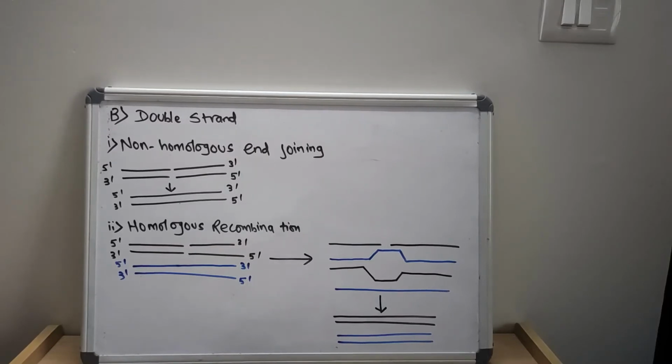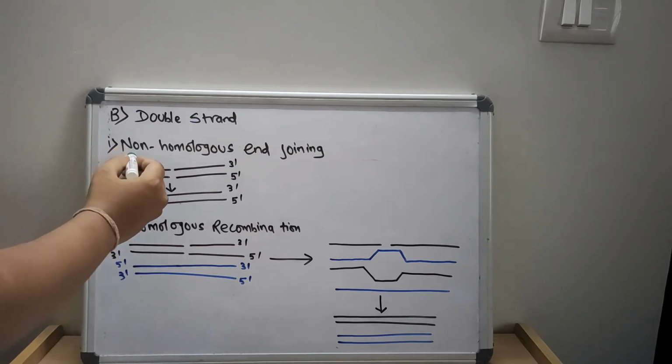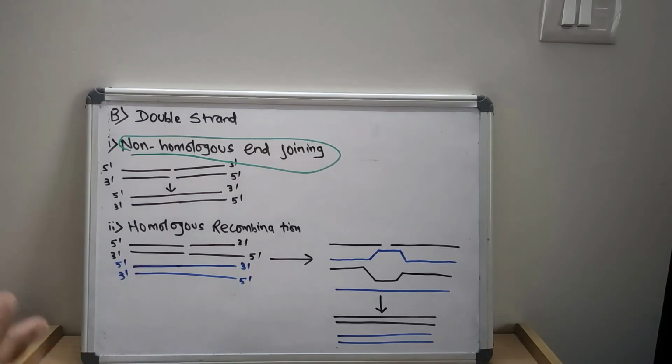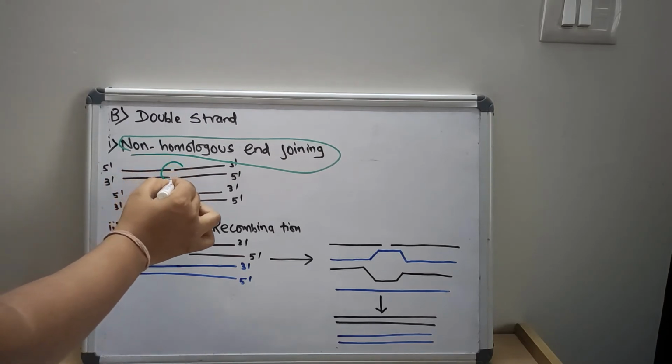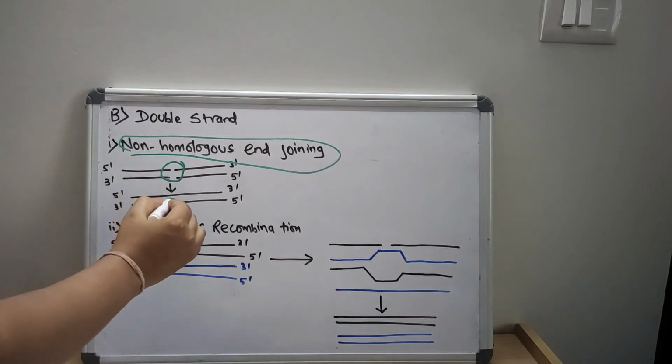So let us discuss double stranded DNA repair. In double stranded DNA repair, there is non-homologous end joining and there is homologous recombination. In non-homologous end joining, there is bringing together of two ends of the DNA fragment to repair the double stranded break.